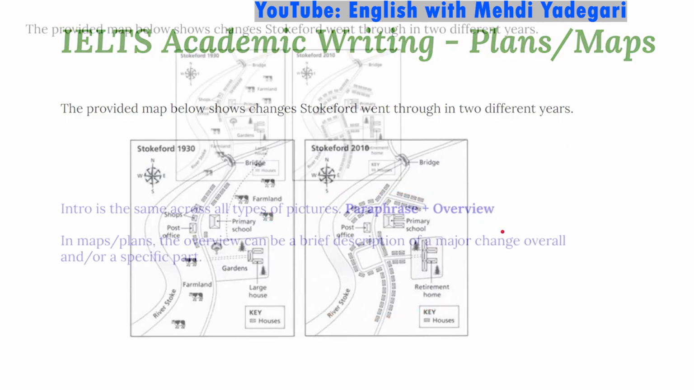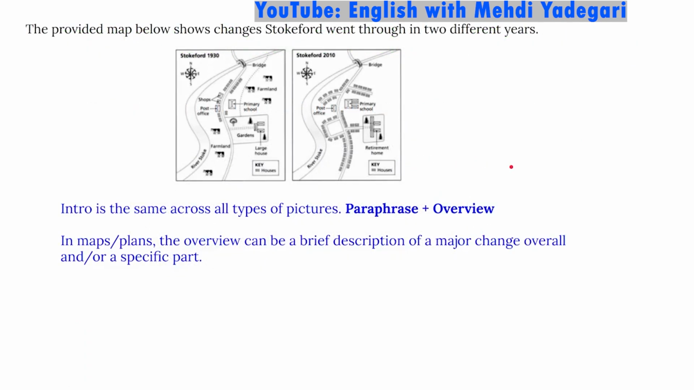So what to do here? Now, the first thing we need to write is the introduction, and the intro is the same across all types of pictures. Regardless of whatever the picture is, be it a plan, a process, a trend, or an object, it doesn't really make a difference. The intro consists of paraphrasing of the prompt and the overview, which we have talked about. The video that I told you to watch first covers how to write paraphrasing and the overview. So if you haven't watched that one, you really need to go back and watch that video first and then come back here.